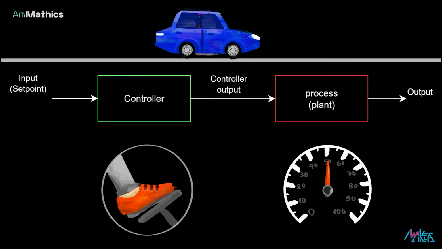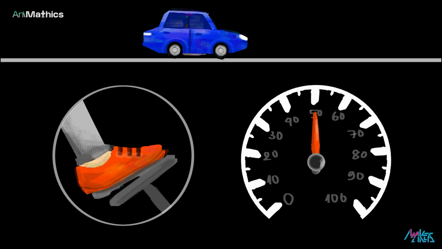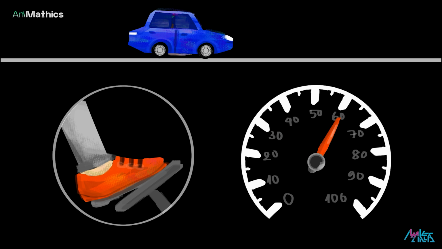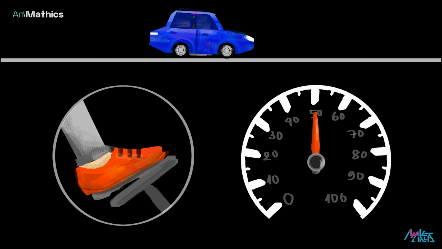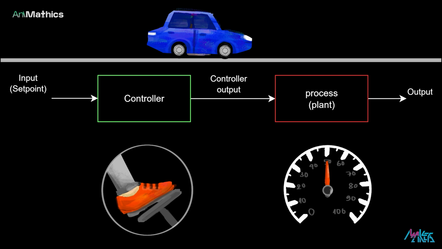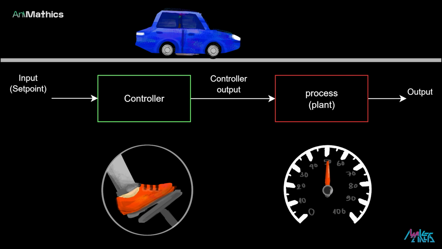Let's return to the driving example. This time, you keep your eyes on the speedometer. If the car slows down, you press the pedal further. If it goes too fast, you ease off. Again and again, you make small adjustments to hold the speed close to your desired value. In this case, you are the living controller that keeps the car steady.